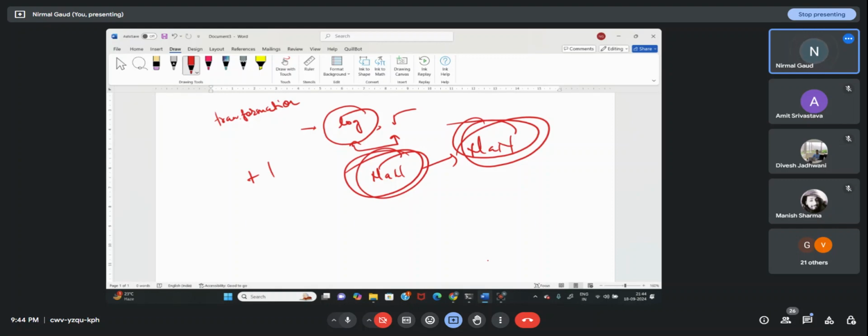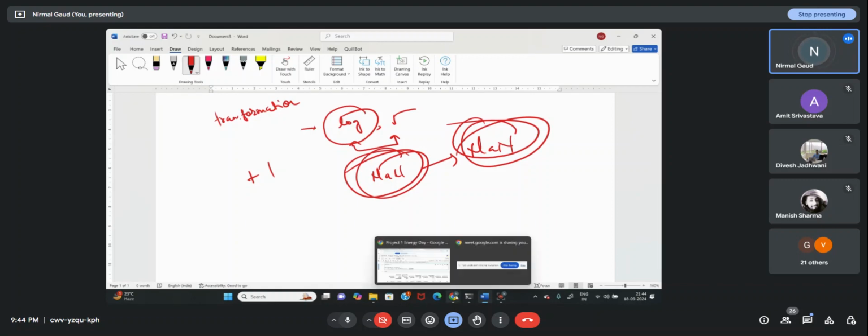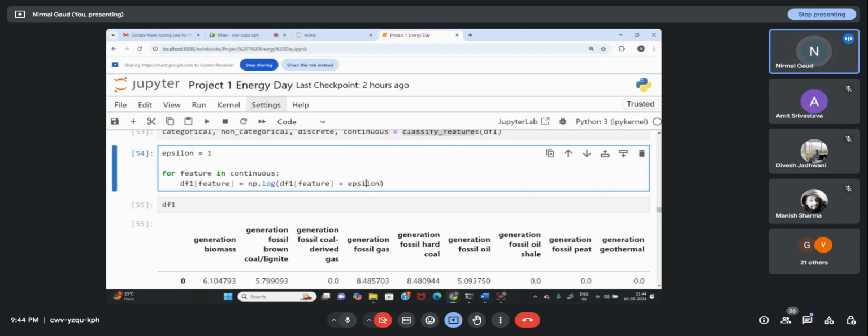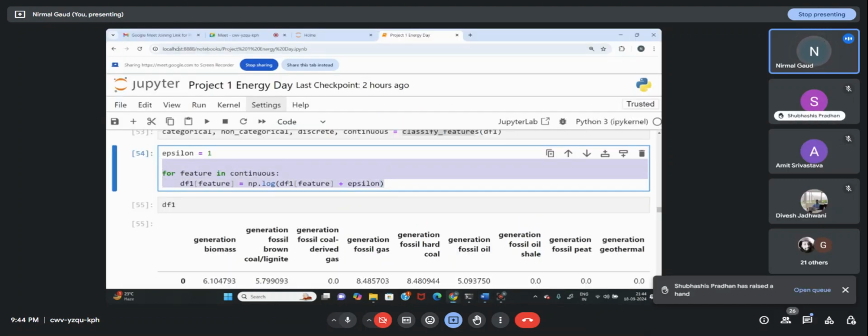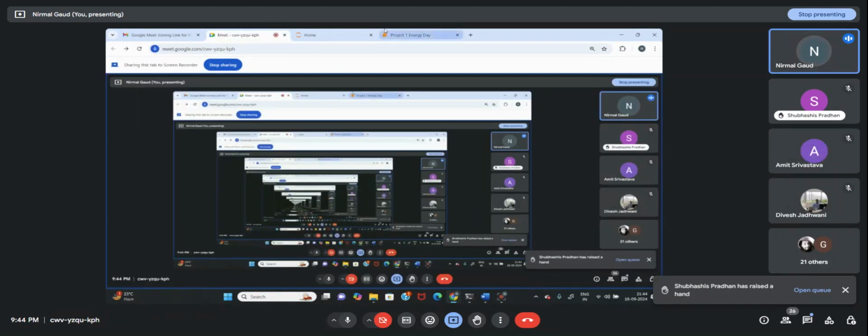Okay, so it will help me in not getting the NaN values. This is a very important step. I performed log transformation of continuous features. Yes, ask the question.